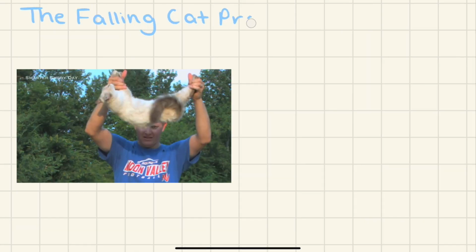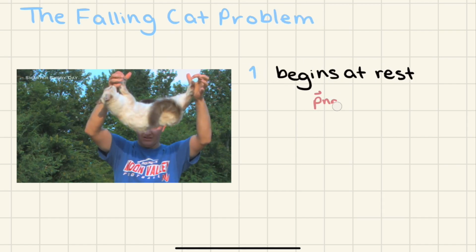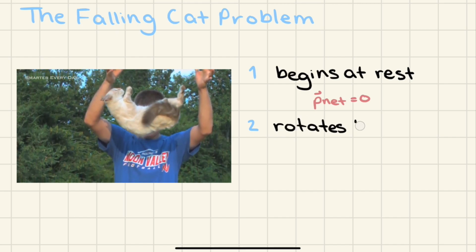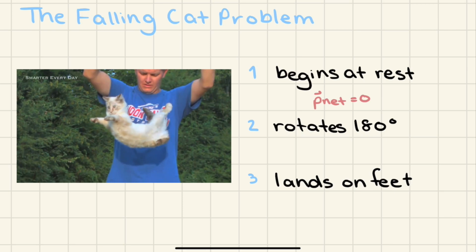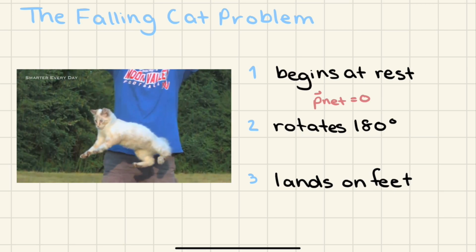In the falling cat problem, the cat is initially held upside down in the air. Since the cat is at rest, we can say that it has zero net momentum. When the cat is dropped, it naturally wants to land on its feet. To do so, the cat rotates itself around 180 degrees.